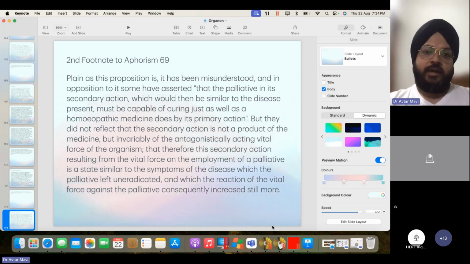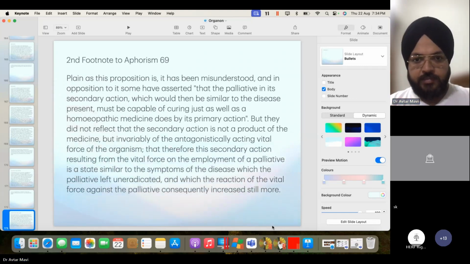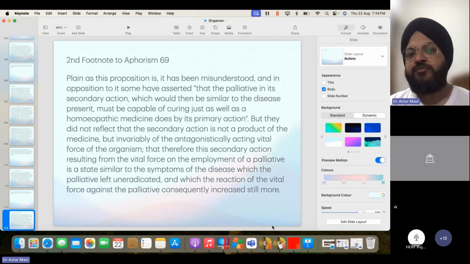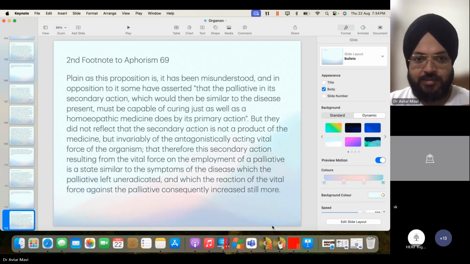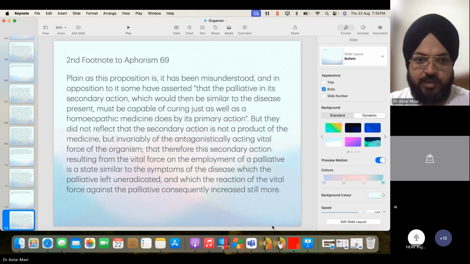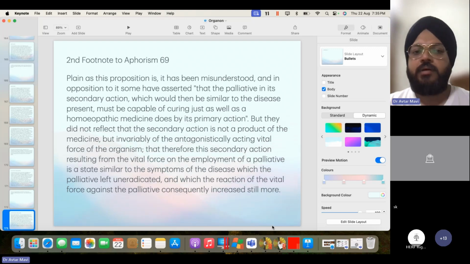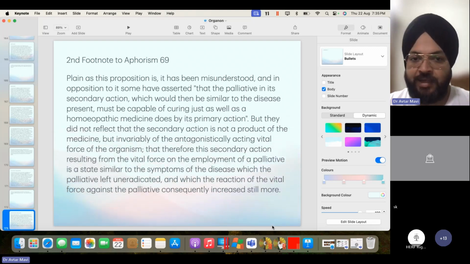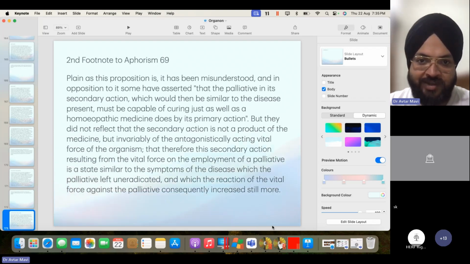But they did not reflect that the secondary action is not a product of the medicine. This is what we have to understand: the secondary action is basically a product of the vital force. It is not of the medicine. That is why it is called secondary. It is not primary. Primary action is of the medicine. Any medicine given in the body will create a primary action. Now, what kind of secondary action will come? It depends upon what kind of primary action is given, whether the primary action is given in an antagonistic way or in a homeopathic way. On that will depend what kind of secondary action will come.